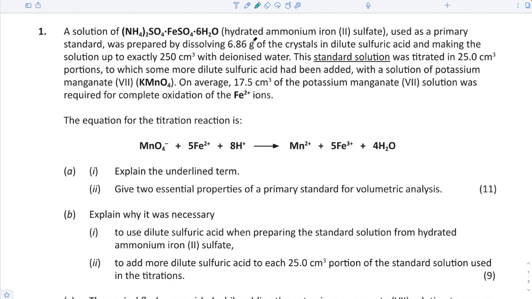From the experiments. For this, I'm going to give all of the ammonium iron 2 sulfate pieces of information a green colour. So here's the formula for it, and it says it's used as a primary standard. It was prepared by dissolving 6.86 grams of the crystal in dilute sulfuric acid, and it was made up to a solution of 250 centimeters cubed with deionized water. This standard solution was then titrated in 25 centimeters cubed portions, to which more dilute sulfuric acid was added.